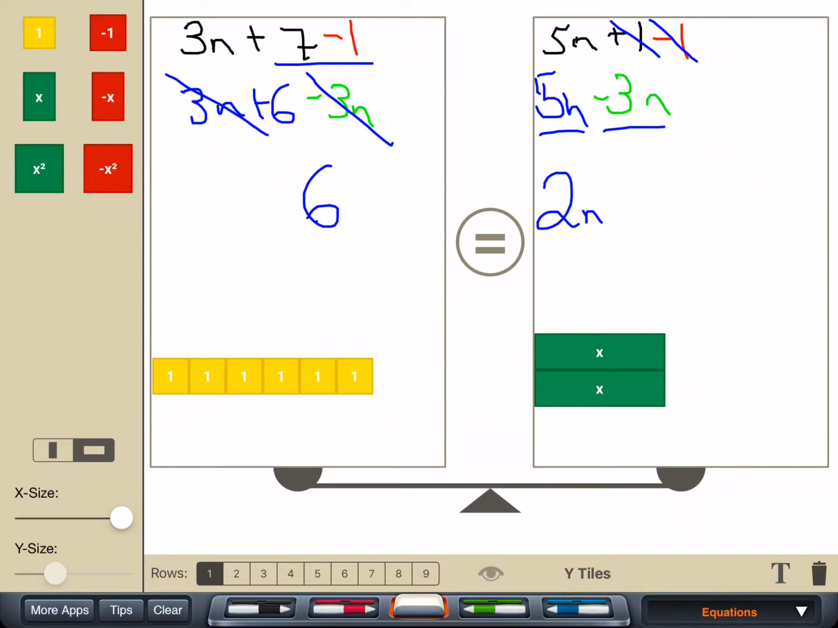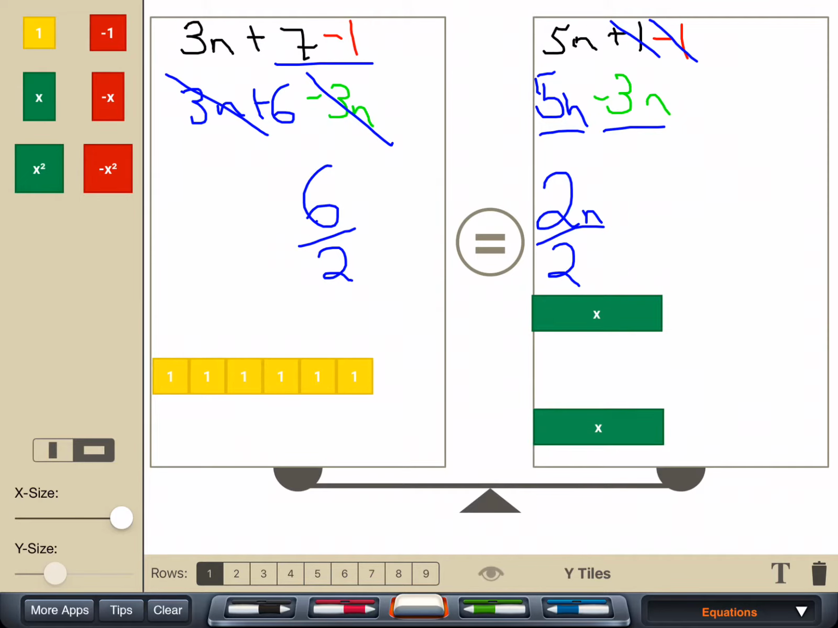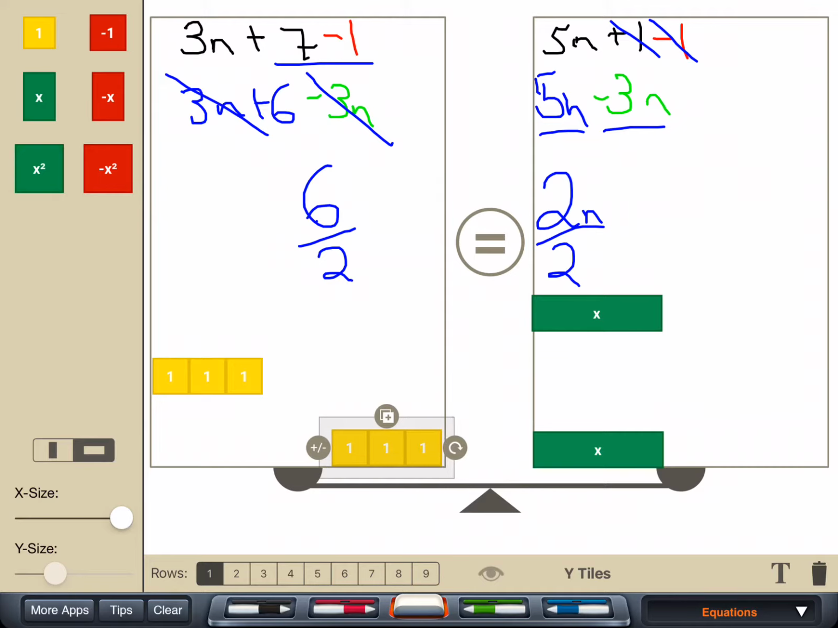So I am going to divide 2n by 2, and I have to do the same thing over here. So what does this look like? I'm taking 2n, I have 2 n's, and I want to put them in 2 separate groups. How many n's are there per group? And the answer, of course, is 1 per group. But I need to separate out my 1's as well. And there we go. Now we can see that the division is going to yield that n is equal to 3.